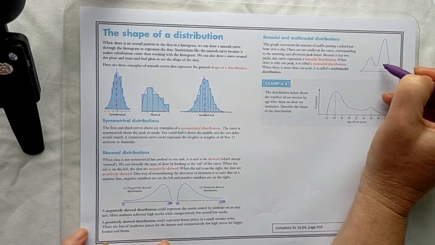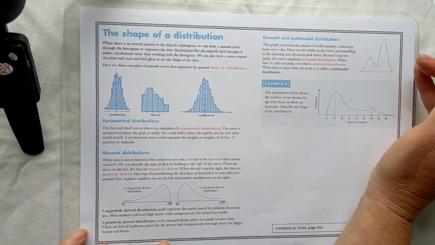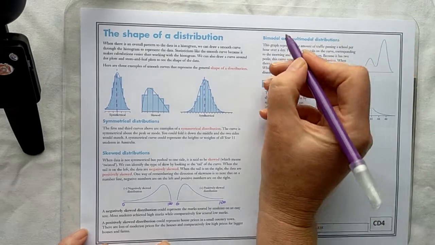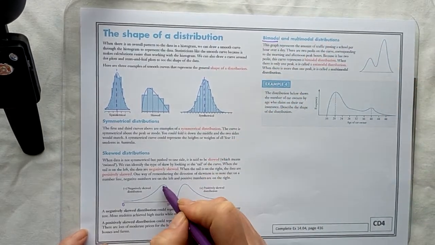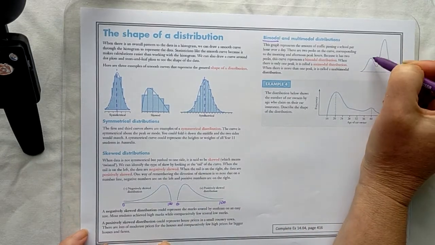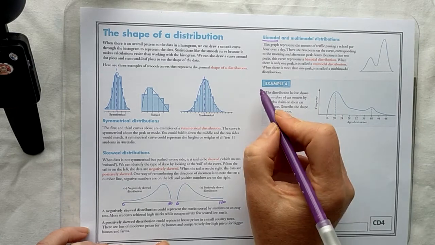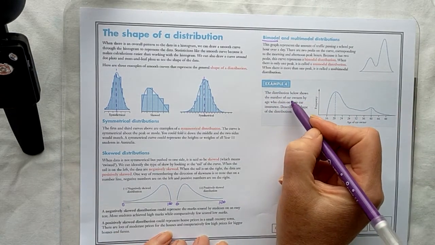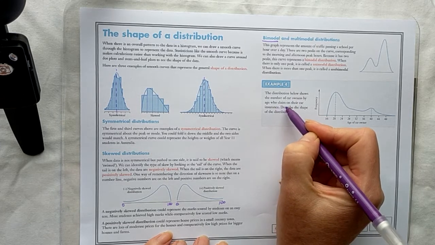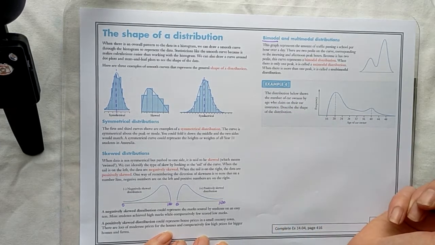Sometimes you get a distribution and it's got two bumps in it. So two, like a bicycle has two wheels, two modes, bimodal, because where this top peak is, that's your mode for the distribution. So in example 4, the distribution shows the number of car owners by age who claim on their car insurance. Describe the shape of the distribution.